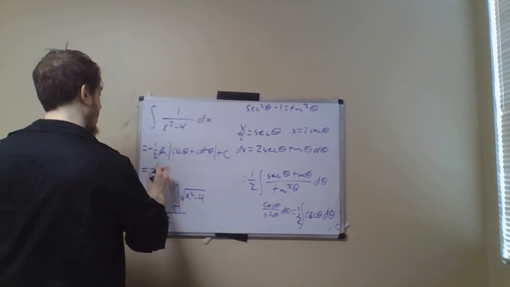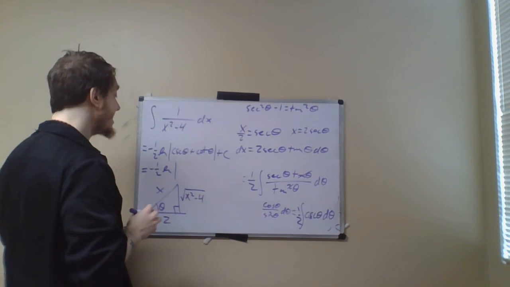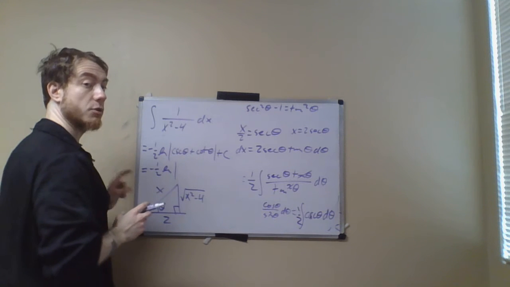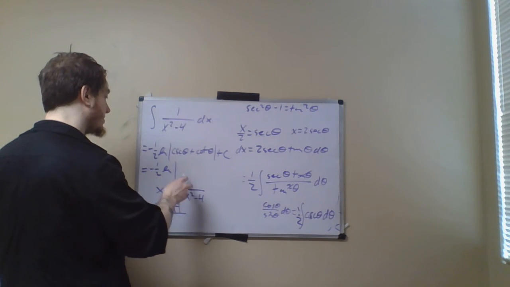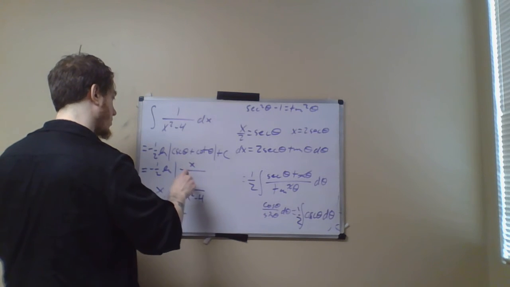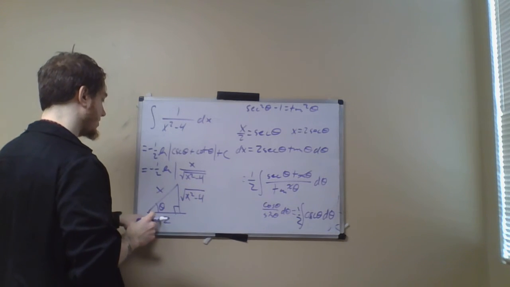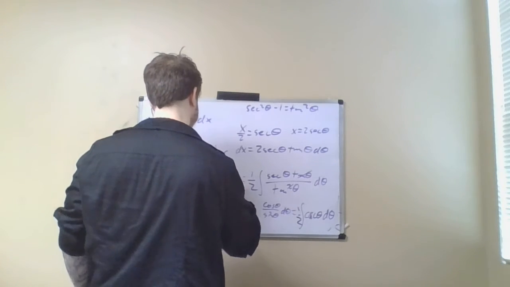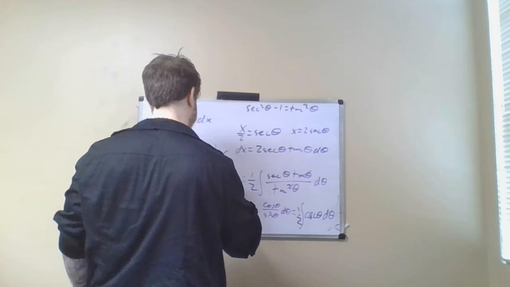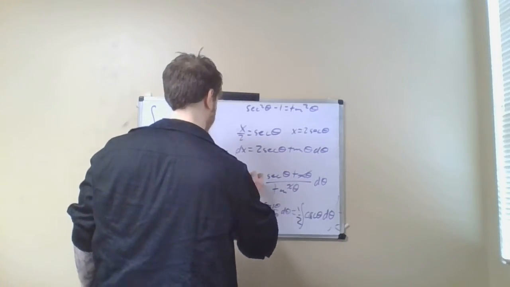Well, this is going to be negative 1/2 times the log, absolute value. Now the cosecant is going to be the reciprocal of the sine. So it's going to be hypotenuse over opposite. So this is going to be x over square root x squared minus 4. And then the cotangent is the adjacent over the opposite. So this is going to be plus 2 divided by the square root of x squared minus 4. And then we still have the plus c on here.